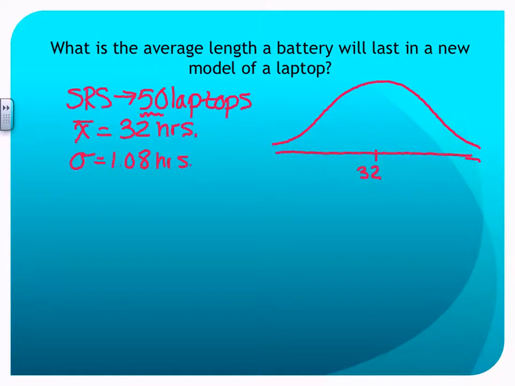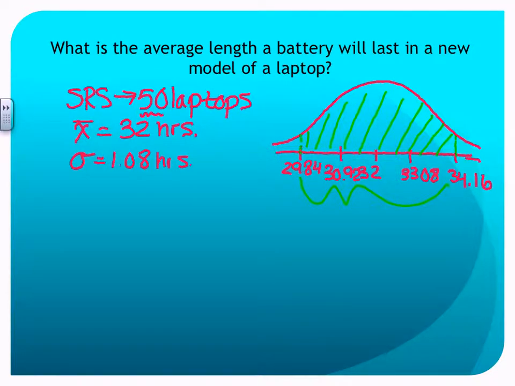So here's my mean at 32, 1 standard deviation away, 2 standard deviations away, and the other direction. So what we know about a normal distribution is that 95% of the data lies within 2 standard deviations of your mean. So it is a safe assumption for us to say that about 95% of data will lie somewhere here. So what we have is this interval or range from 29.84 to 34.16, where we believe that 95% will lie somewhere between here.